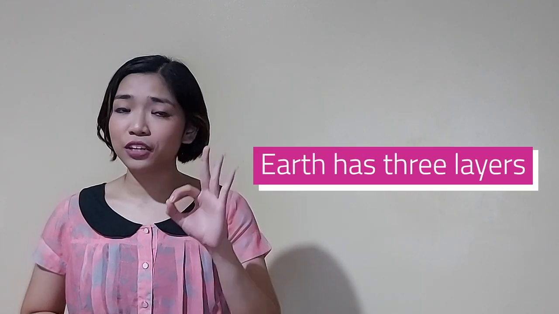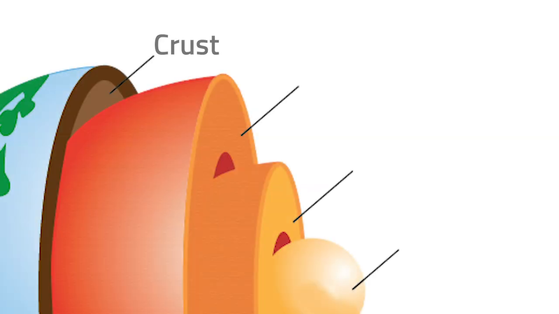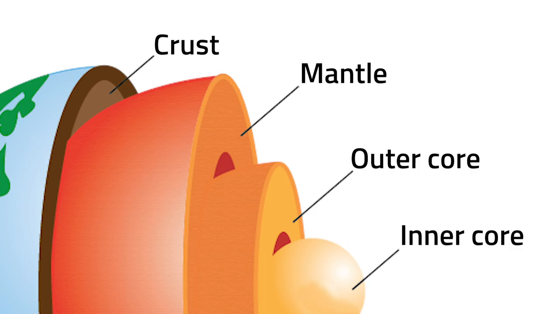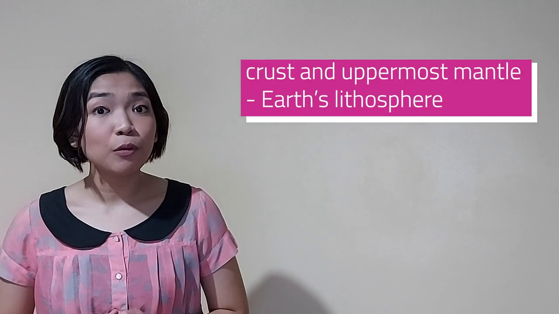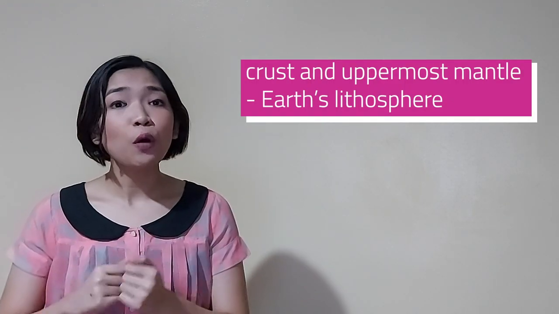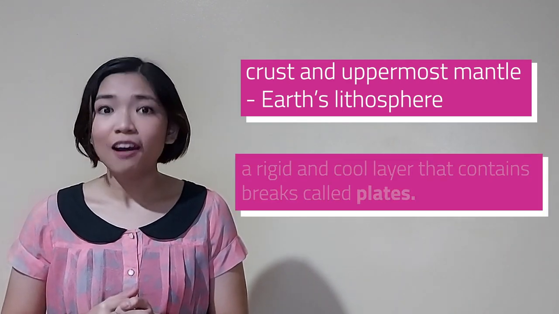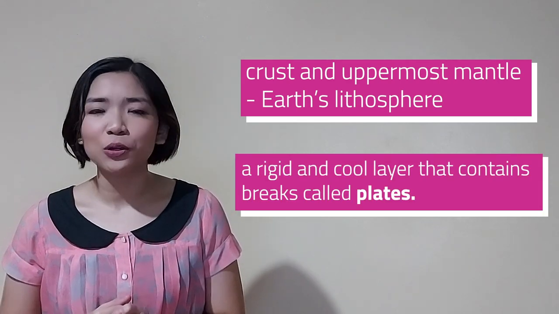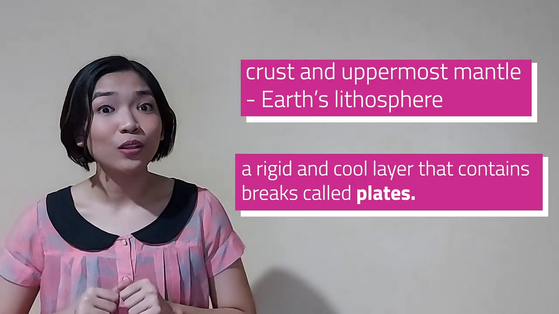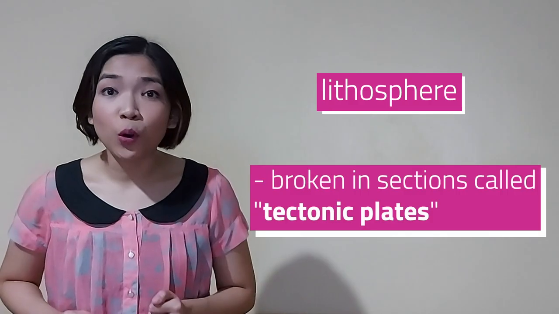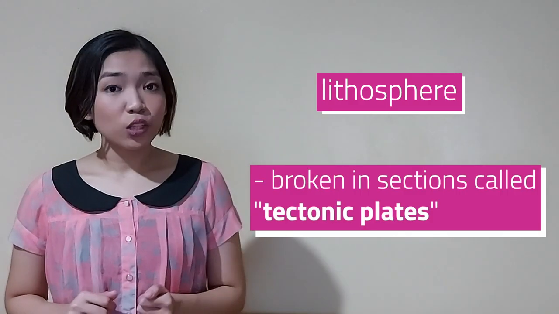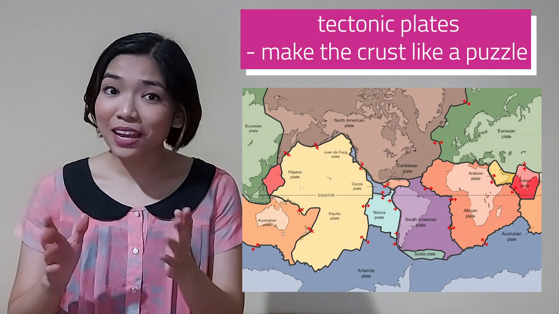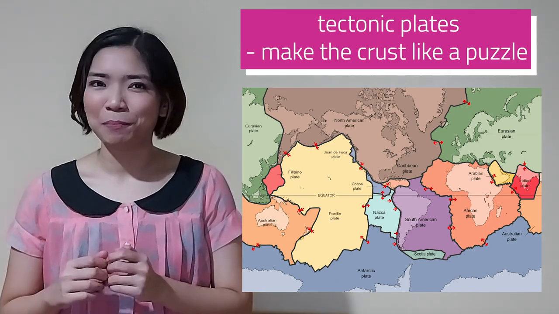Before proceeding to the theory, let us remember first that Earth has three layers: crust, mantle, and core. Crust and uppermost mantle together form the Earth's lithosphere, a rigid and cool layer that contains breaks called plates. Now, the lithosphere is broken in sections called tectonic plates, which makes the crust look like a puzzle.